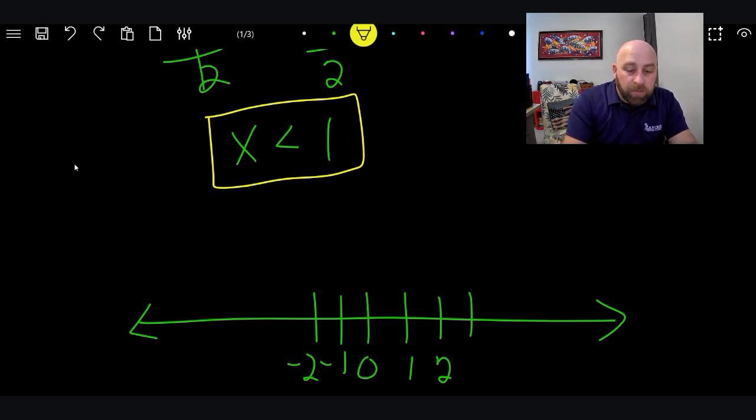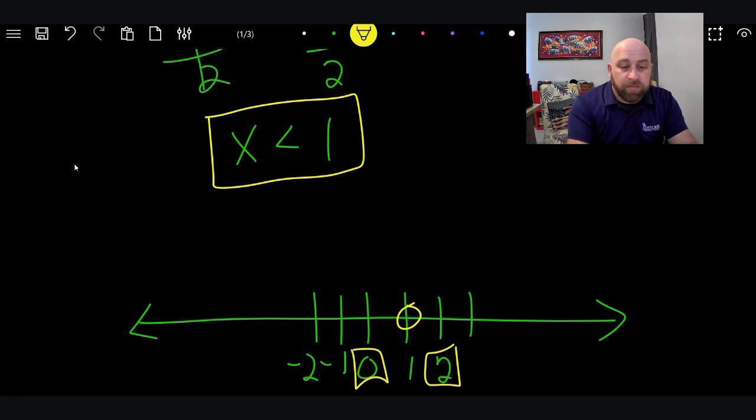And remember, we're just going to circle it. We're not going to color it in. Why don't we color it in? Because this is not equal to, it's just less than. And then we're going to substitute. We're going to try out some numbers from both sides. Let's try this number 2 and let's try this 0.